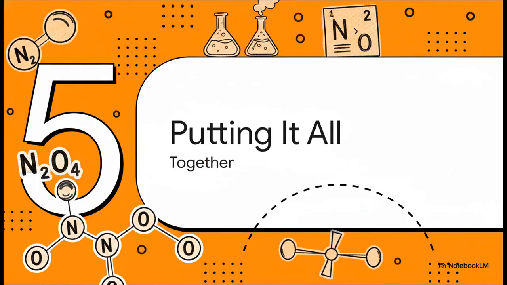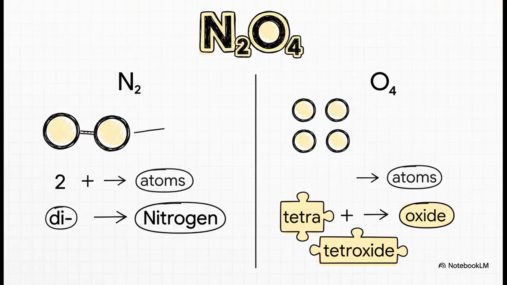Okay, you've totally got the basics down. So let's go back and tackle that tougher-looking formula from the beginning, N2O4. This time, we're going to need to use a prefix on the first element, too. So let's decode it piece by piece. First up, we have N2. That little 2 means 2 nitrogen atoms. The prefix for 2 is di. So that part of the name is dinitrogen.